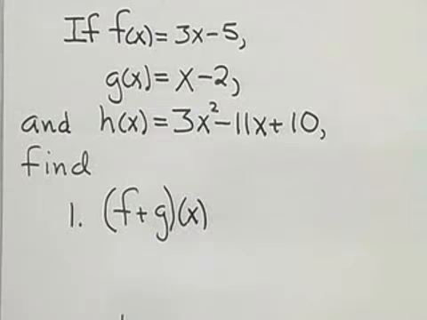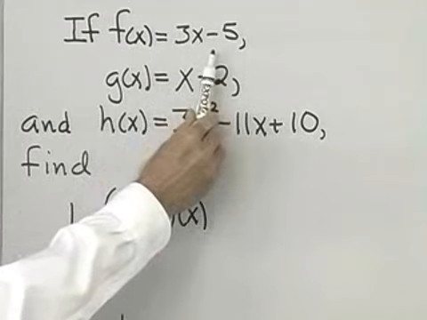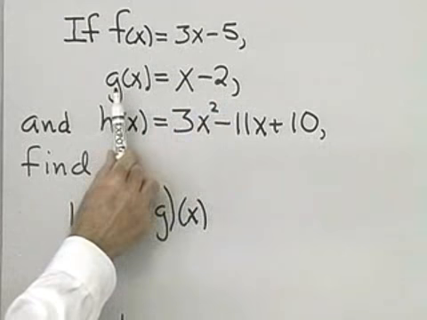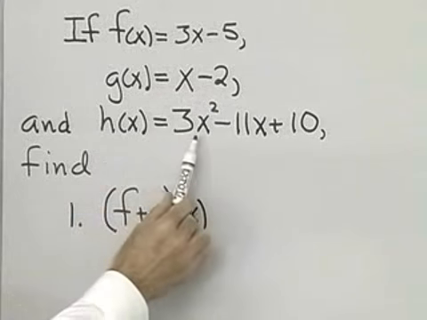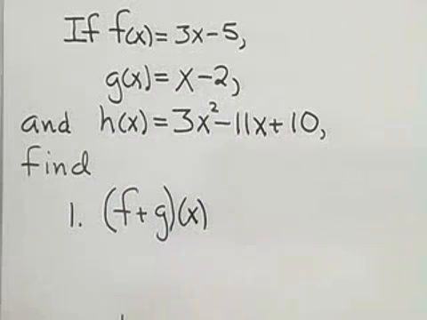I've written over here f of x is 3x minus 5, that's one function. The function g is g of x equal x minus 2, and the function h of x is 3x squared minus 11x plus 10. So let's find a new function here, f plus g of x.